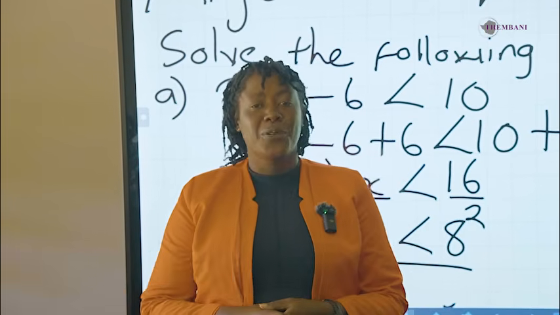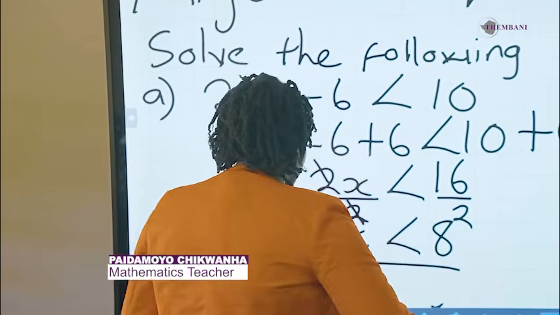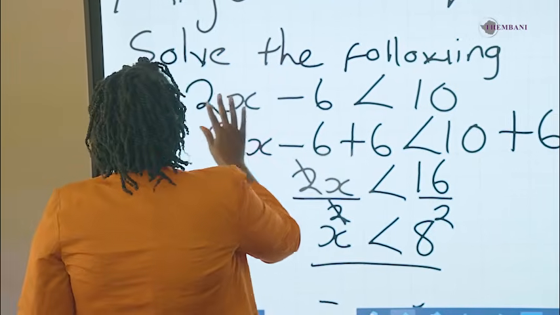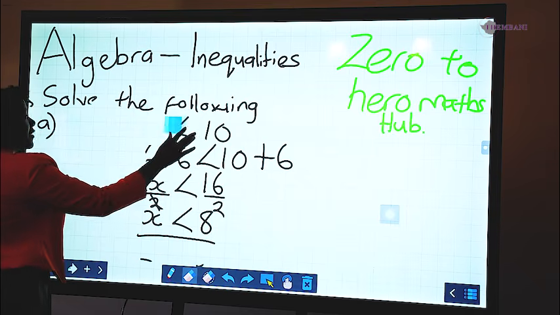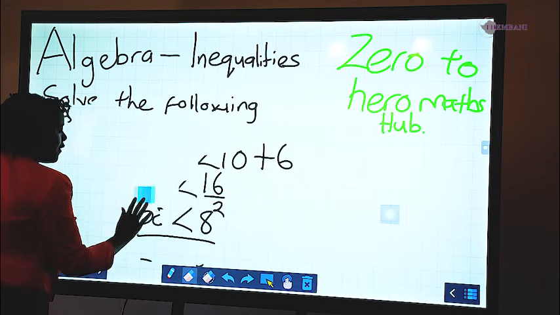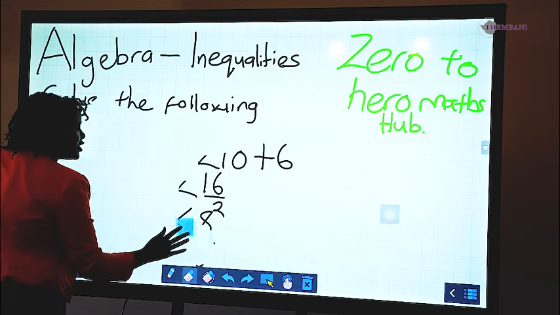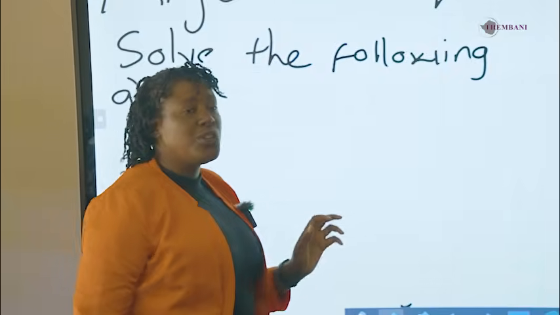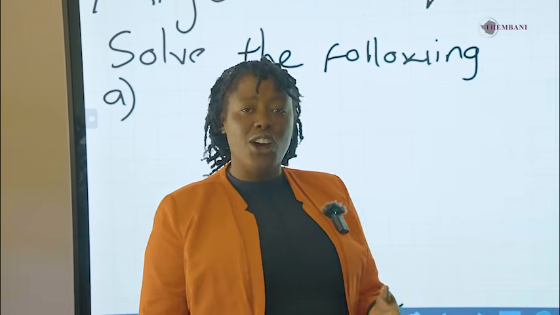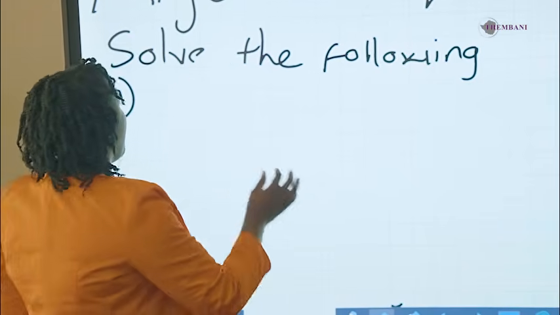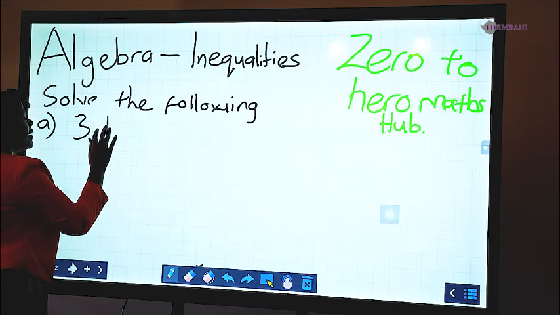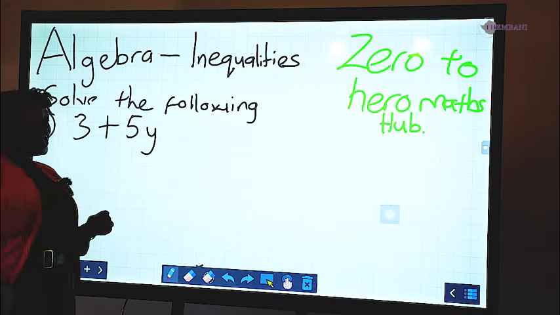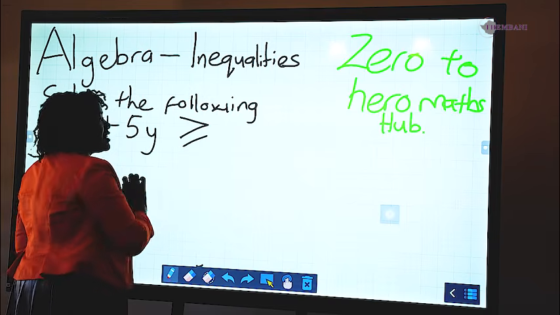That's our first question. Now moving on to the second question. Remember, we are still solving, but this time we are going to solve for y. In case you were thinking that the only variable we have is x, we can have a lot of variables. The question that I have for you now is 3 plus 5y, and my inequality sign is this one.